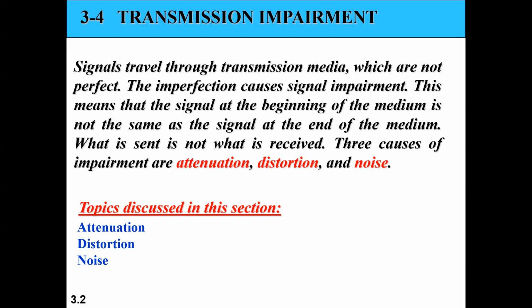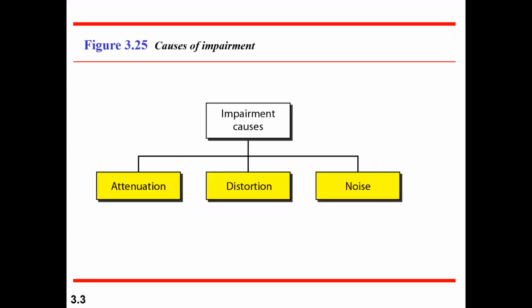So basically what it is trying to say is that whichever type of equipment or transmission channel you are using, there are chances of the signal not being correctly transferred from the starting point to the end point. The signal can somehow change its form. So there are three causes of signal impairment, and that is attenuation, distortion, and noise.